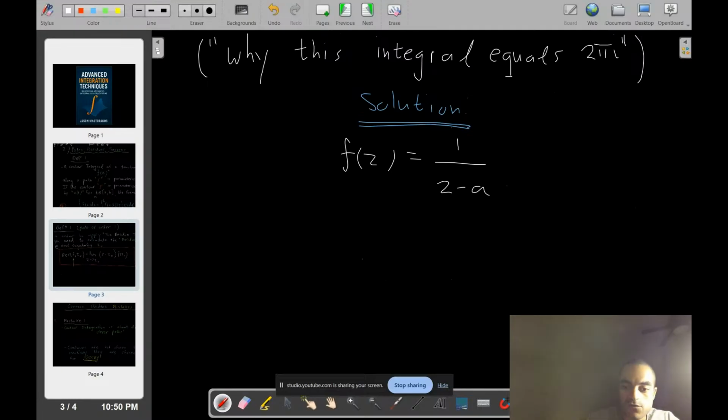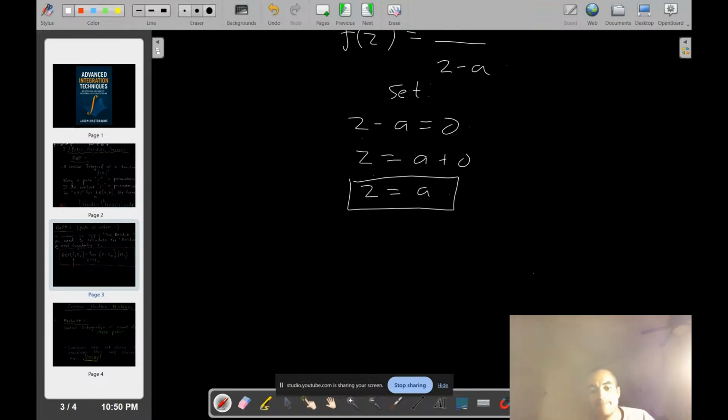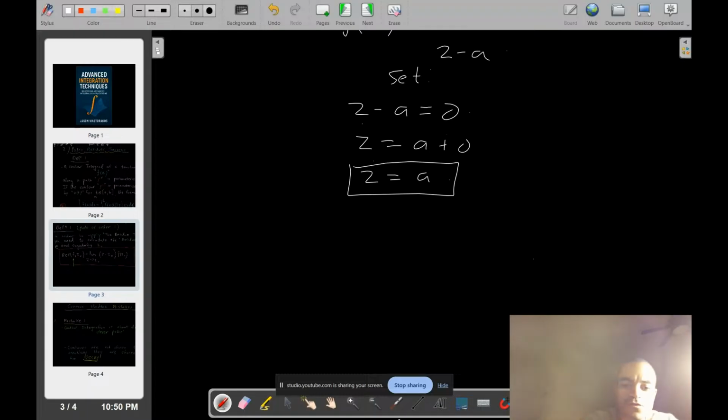Next thing I have to do is find the singularities. Set z minus a equal to 0. Okay, solve for z. So z is equal to a plus 0. That's just z equals a. Okay, that's my pole. So once I figure out what my z is, equal to some number a, that's my pole, okay?